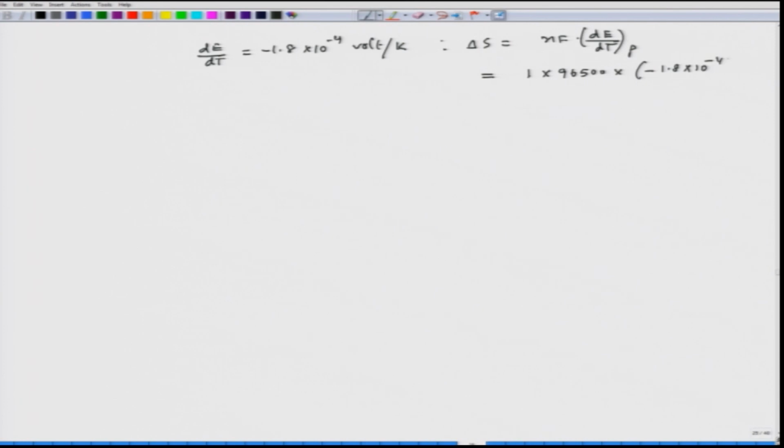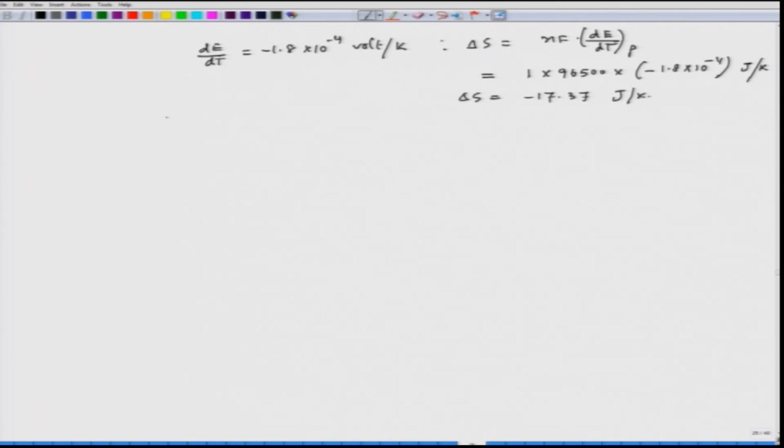Once we know that, we have the data dE/dT equal to 1.8 into 10 to the power minus 4 volt per Kelvin. From there we can calculate del S. Del S equals NF (del E/del T) at constant pressure. So this becomes 1 into 96500 into 1.8 into 10 to the power minus 4, which is in joule per Kelvin. This value would be 17.37 joule per Kelvin.